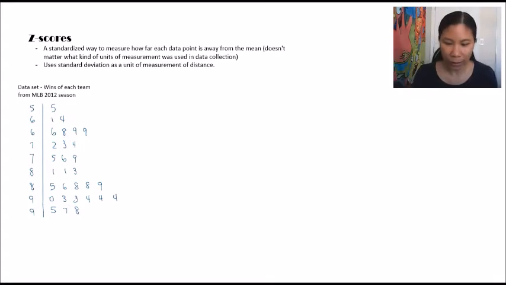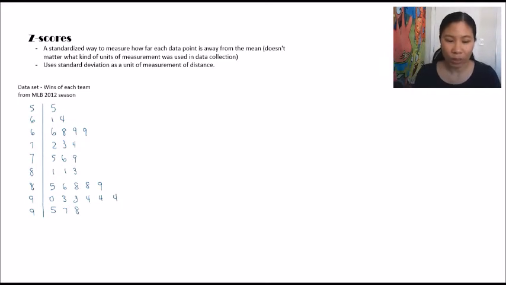So whatever measurement you were actually looking at for your data, whether like for us this was how many wins, or if you're talking about height of a population, so how many inches, whatever unit of measurement you're using for your data collection, it doesn't matter when we're dealing with z-scores. It makes it the same no matter what type of data set you have.